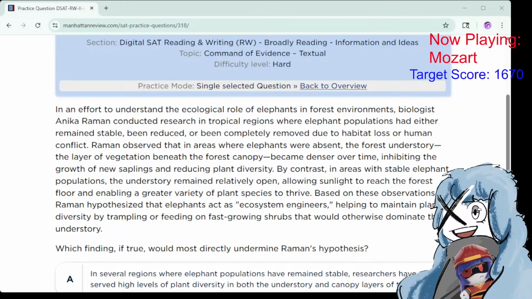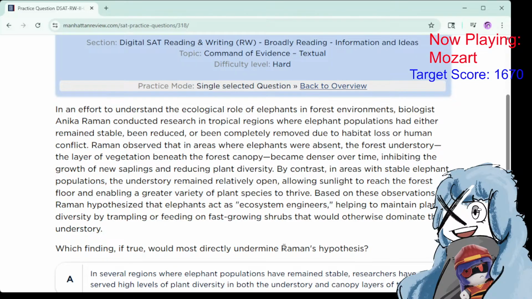So I guess it's roughly been almost 2 hours since we've been doing this now. We're still gonna keep going, of course, but which finding, if true, must undermine Raymond's hypothesis, so it contradicts and deletes Raymond's hypothesis because Raymond sucks. Raymond's back at it again, it seems.